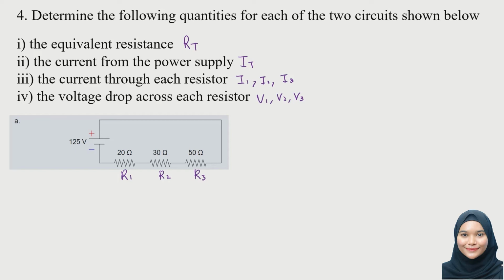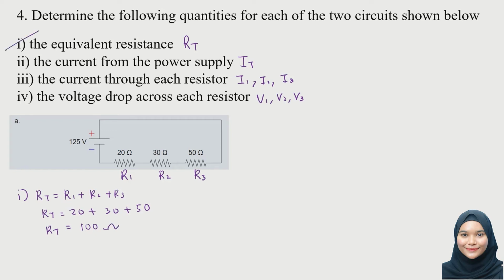Now we need to look for the total resistance. As we know, for the series circuit, the total resistance is just R1 plus R2 plus R3. The resistance of resistor 1 is 20 ohm, resistor 2 is 30 ohm, and resistor 3 is 50 ohm. So this will give you an answer of 100 ohm. So we are done with the first question.